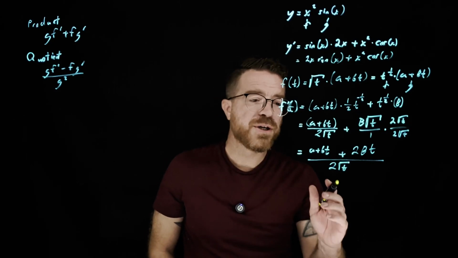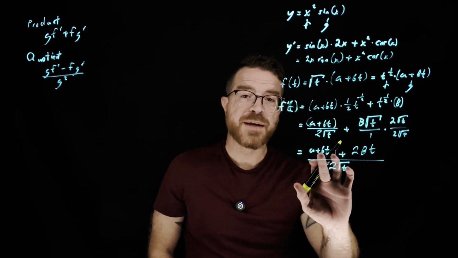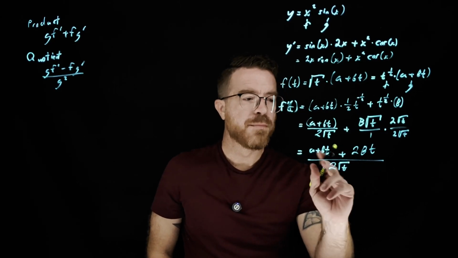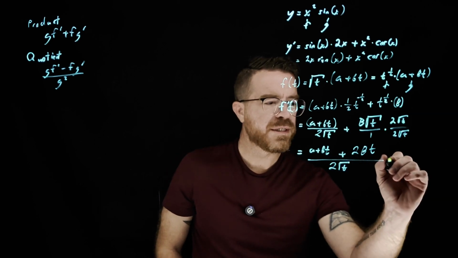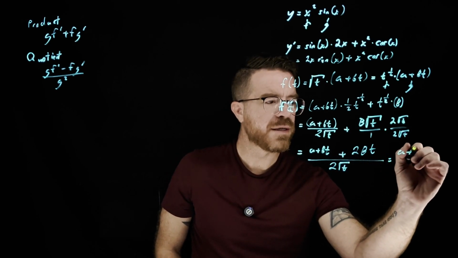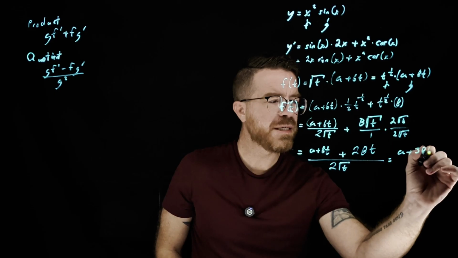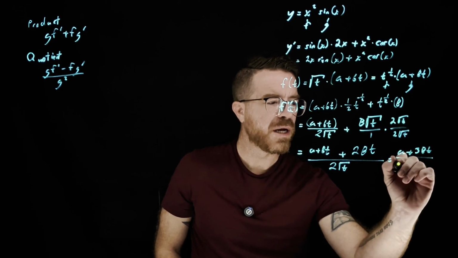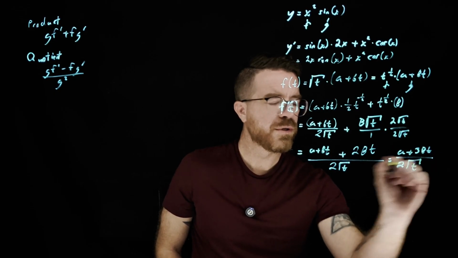And then finally, I'm going to combine these two terms, right? I've got bt plus 2bt. So this is the same thing as saying a plus 3bt divided by 2 square root of t.